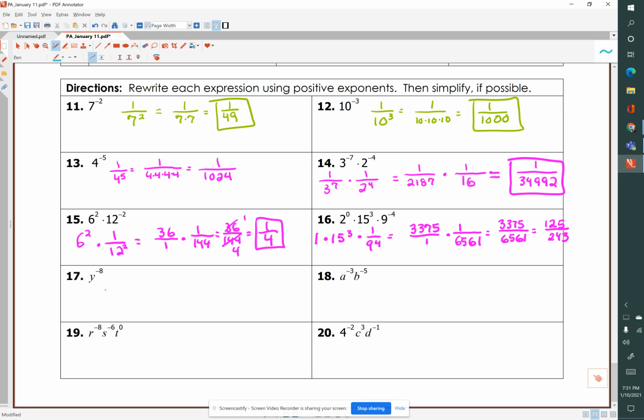So y to the negative eighth, all we can do is put that under a denominator of 1 to get rid of that negative exponent. 18 is very similar to number 17. We just have two variables being multiplied by each other. 1 over a to the third times 1 over b to the fifth. And we can simplify that to 1 over a to the third, b to the fifth.